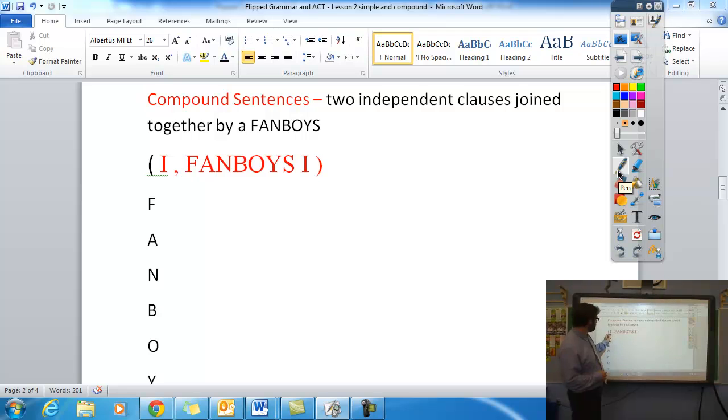These two independent clauses, right, are joined together by a comma and a fanboy. That's how we make a compound sentence. Again, we're taking one independent clause and another independent clause, and we're putting them together in the same sentence with a comma and a fanboy.